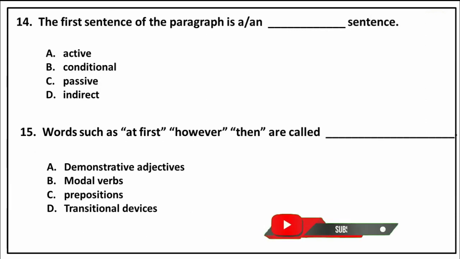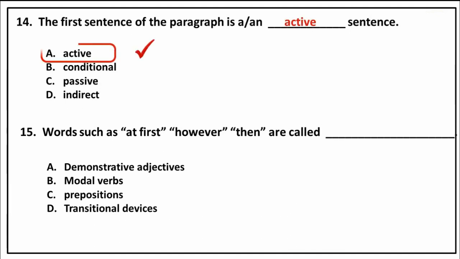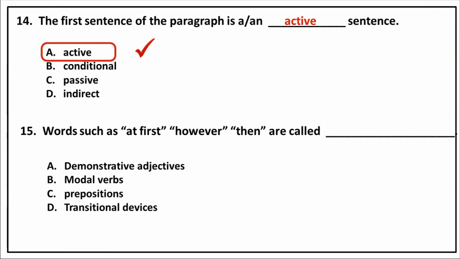This is a simple sentence, and which is an active sentence. So option A is the correct option because all the three other options are incorrect. So this sentence is an active sentence. Okay, so the 15th one.